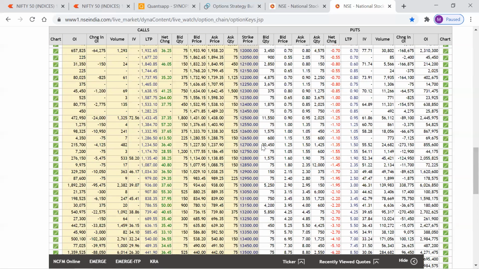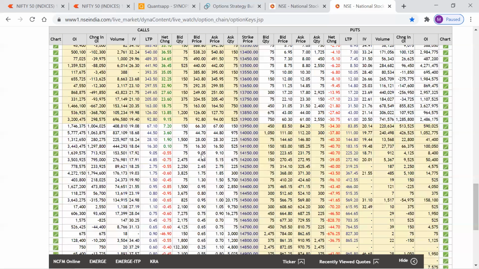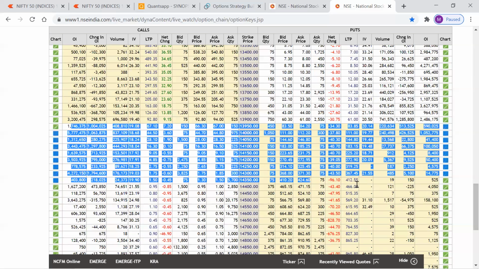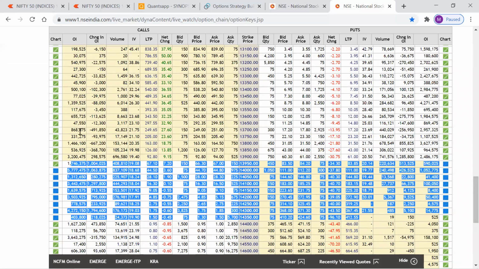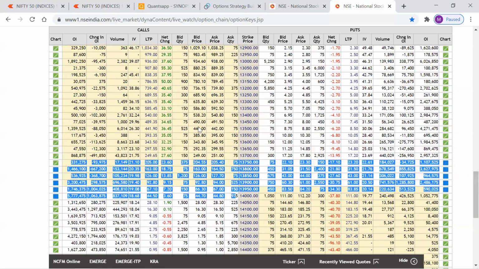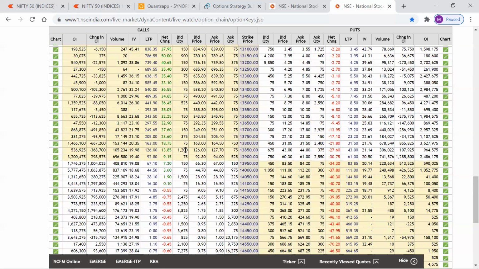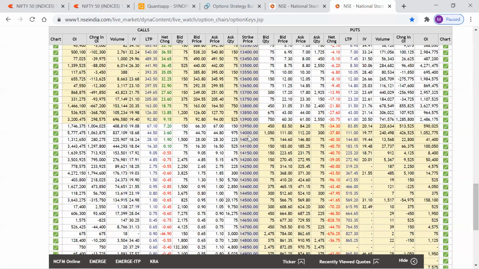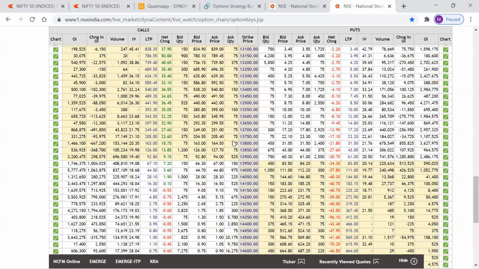Here you will find different numbers. Don't get threatened by seeing all these different numbers. I'm going to brief you about the role of each and every number here. I'm also going to talk about OI, change in OI, volume, IV, what is LTP, net change, bid price, and all these things. I'm going to explain everything, including why a few fields are yellowish and why a few fields are white in color. I'm going to explain their importance as well.